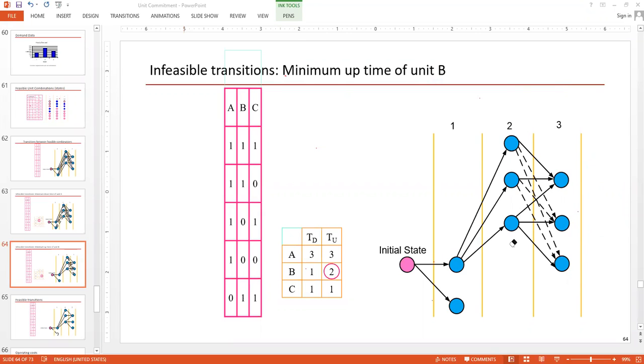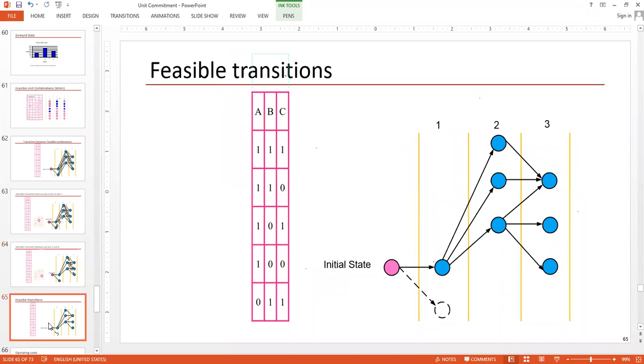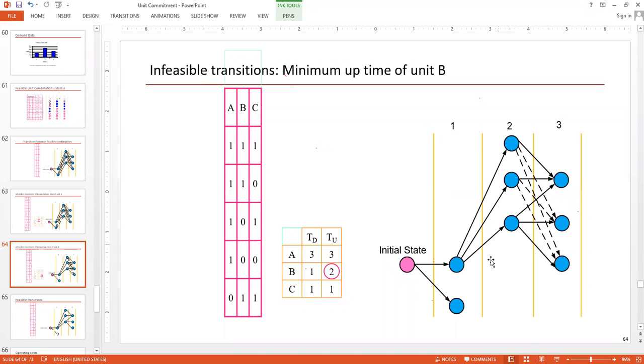So if we get rid of all these infeasible states, we can see there's an interesting observation. Due to the minimum downtime constraint of unit A, all these transitions from the lower node, from 0, 1, 1, this state, all these further transitions from this lower node are infeasible. That means it becomes an isolated node. We haven't shown those actually. Those dotted lines are removed from this diagram, so you don't see any possible transitions from here.